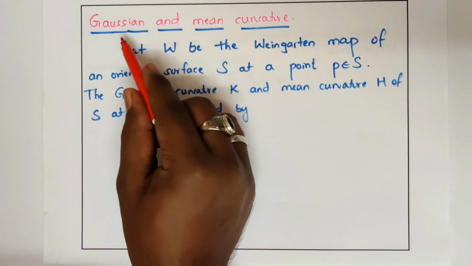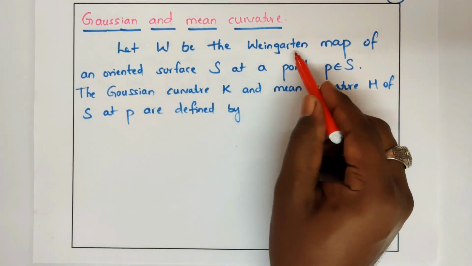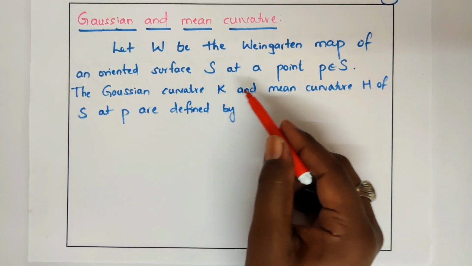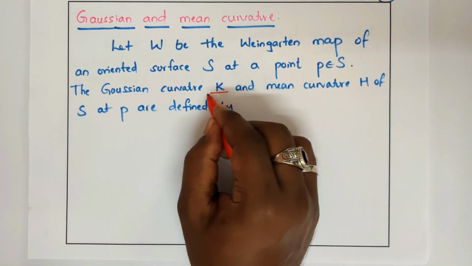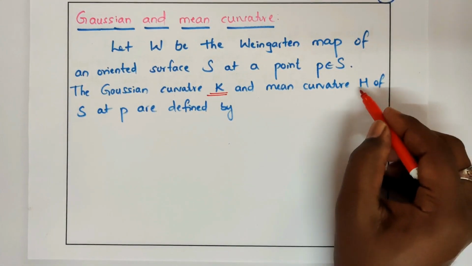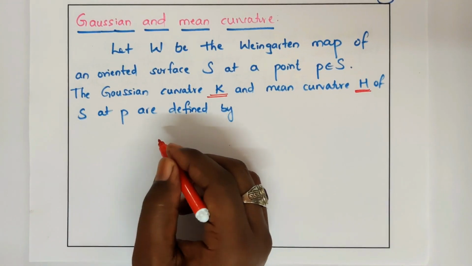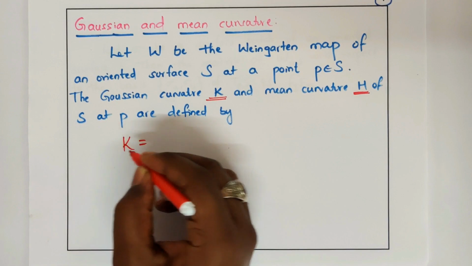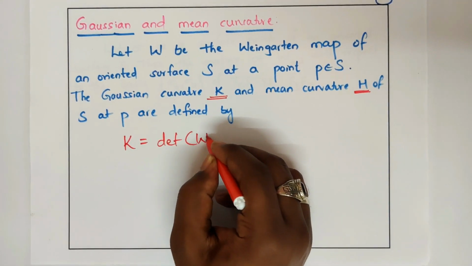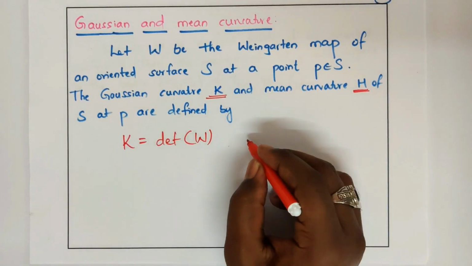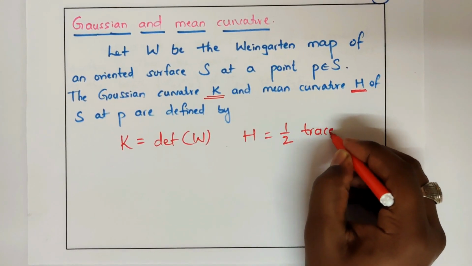If you look at the definition of the Gaussian and mean curvature, firstly, as I said, let W be the Weingarten map of the oriented surface S, taken at the point P belonging to the surface. The Gaussian curvature, denoted by capital K, and the mean curvature, denoted by capital H, of the surface S at the point P are defined as follows. K, the Gaussian curvature, is defined as the determinant of the Weingarten map. And the second one, the mean curvature, is defined as half of the trace of the Weingarten map.